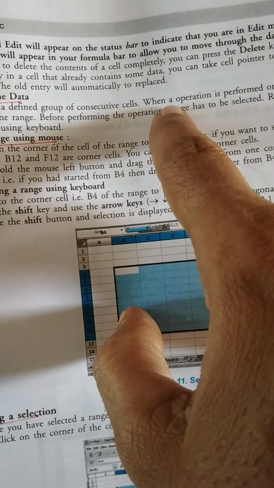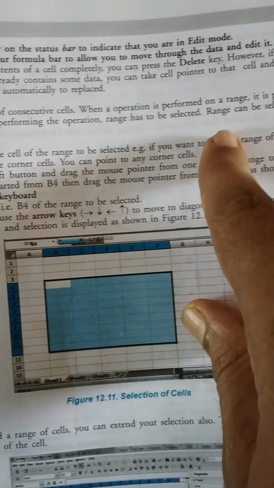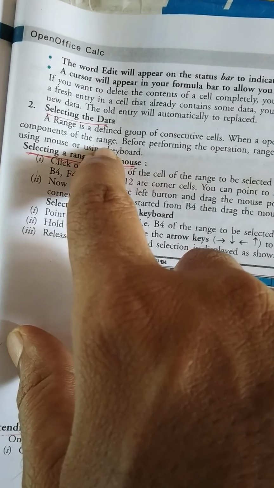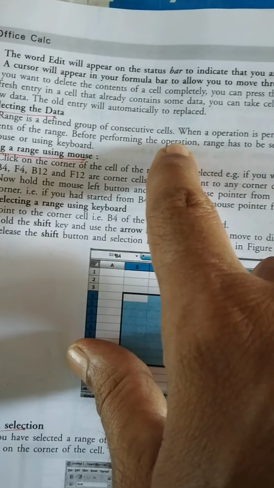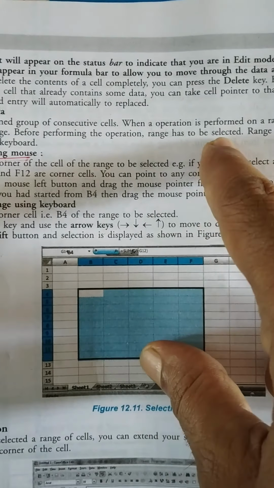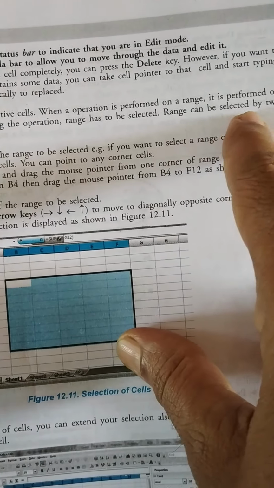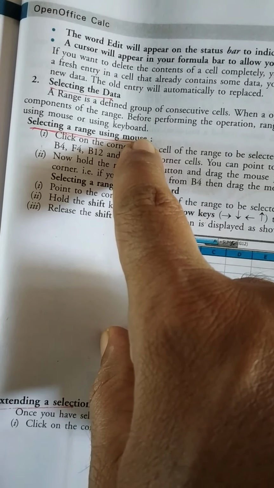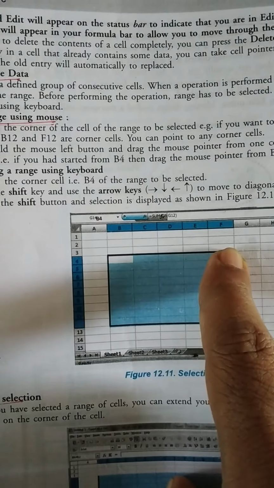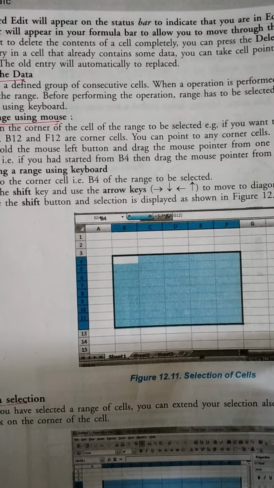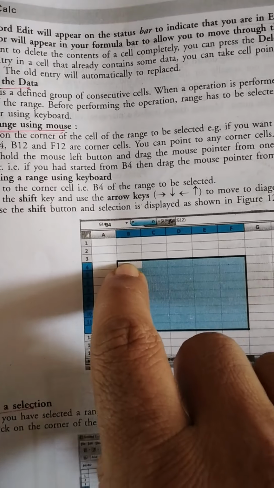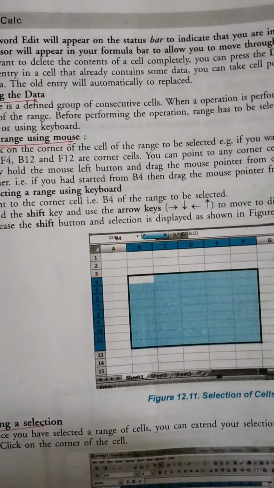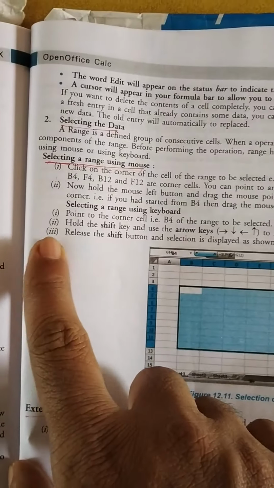ठीक है. When an operation is performed on the range, it is performed on all the components of the range. Before performing the operation, the range has to be selected. ठीक है. Range can be selected in two ways, using the mouse and using the keyboard. तो माउस से भी हम इसको सेलेक्ट कर सकते हैं. माउस को यहाँ रखे, पकड़ के ड्रैग कर दिए, जहाँ तक चाहिए उतना रेंज सेलेक्ट हो गया. या फिर कीबोर्ड पे यहाँ रखे और यहाँ पे कर्सर रख के शिफ्ट की दबा के और एरो की दबाते चले जाएंगे, जहाँ तक चाहेंगे वहाँ तक वो सेलेक्ट हो जाएगा. So this is how you can do it.